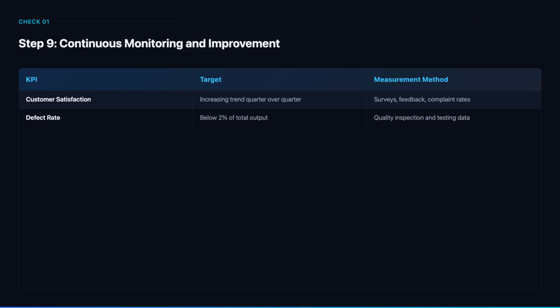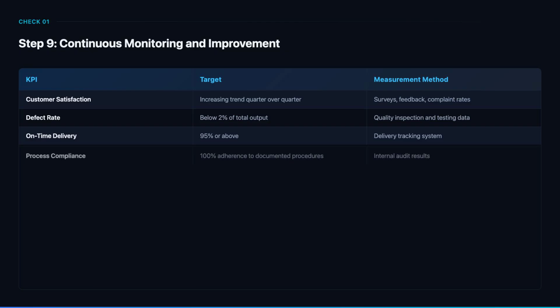Monitor defect rates with a target below 2% of total output. Use quality inspection data and testing results to identify trends and areas needing process improvement. On-time delivery should be 95% or above, measured through your delivery tracking system. This directly impacts customer satisfaction and contract compliance. Process compliance should target 100% adherence to documented procedures, measured through regular internal audit findings and process reviews.